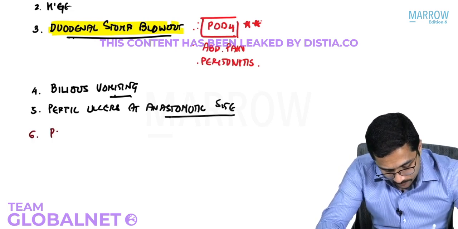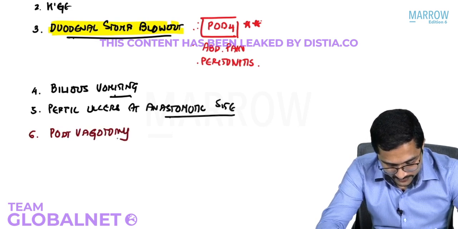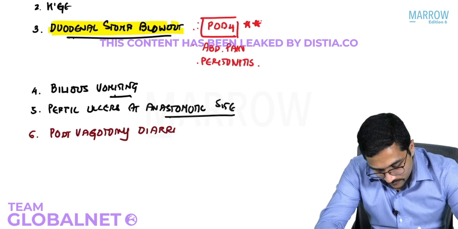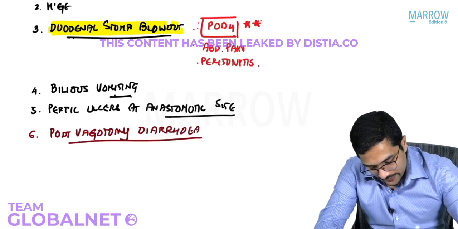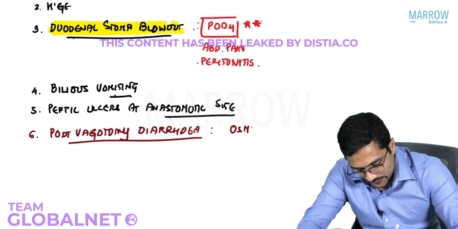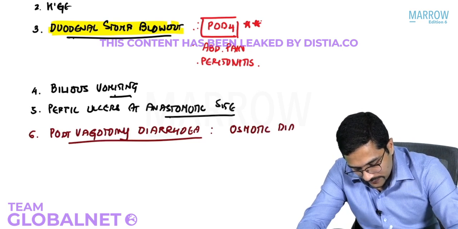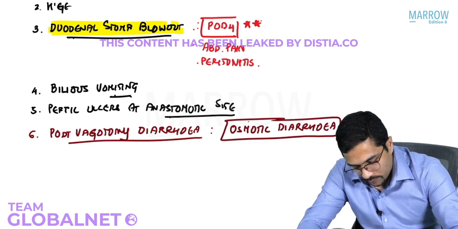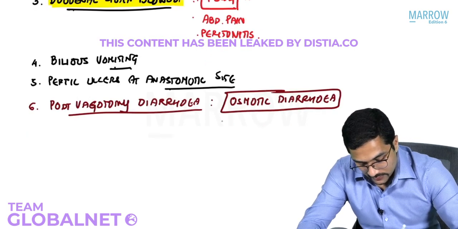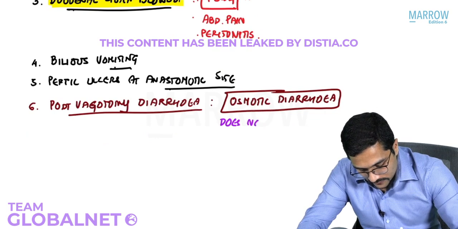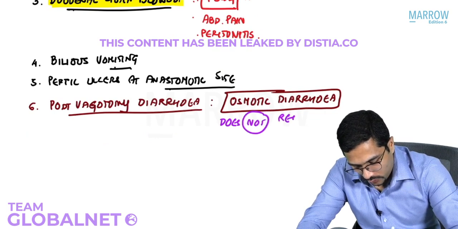Another complication is post-vagotomy diarrhea. Post-vagotomy diarrhea can be there. Now, this post-vagotomy diarrhea is usually an osmotic diarrhea which can be seen in patients, and it does not respond to octreotide.